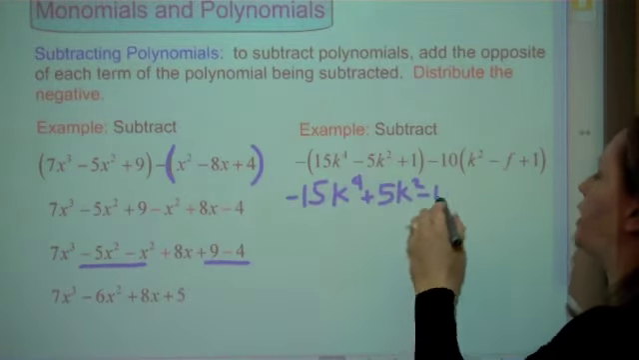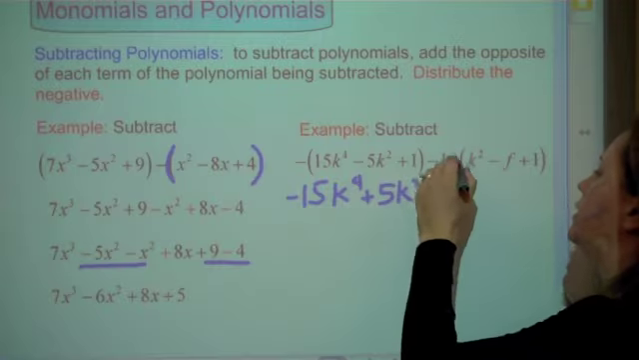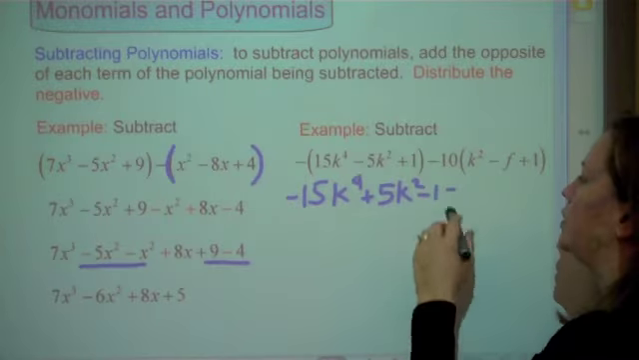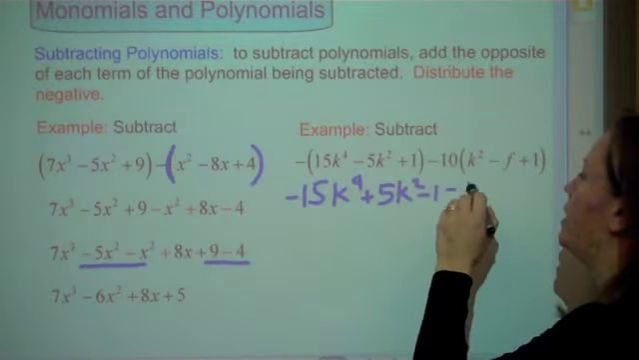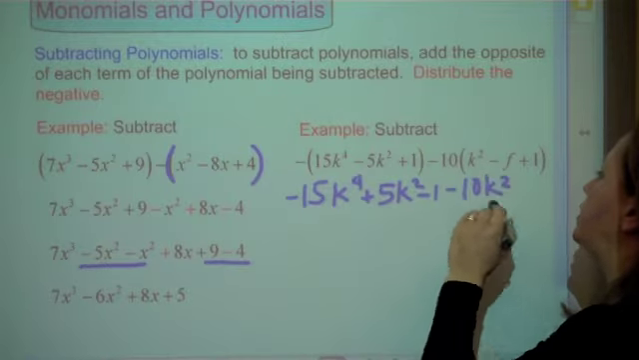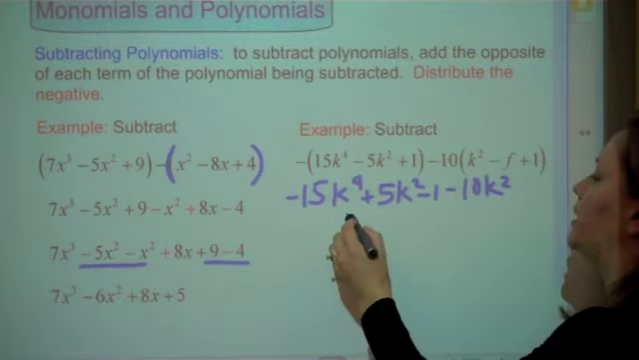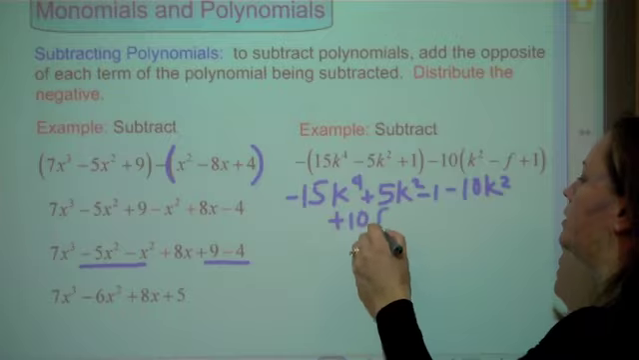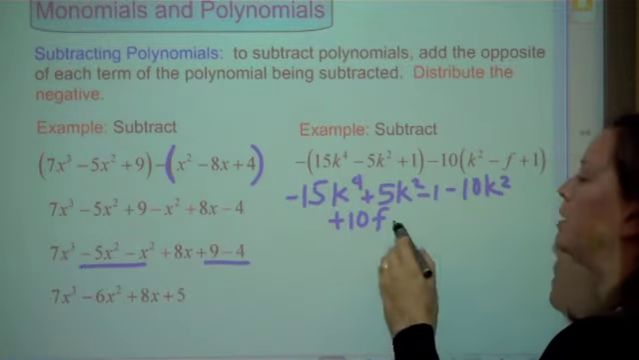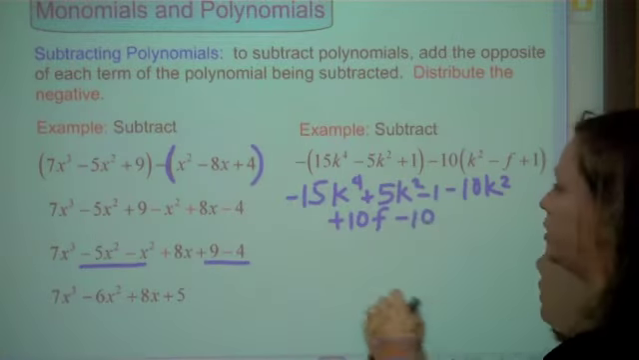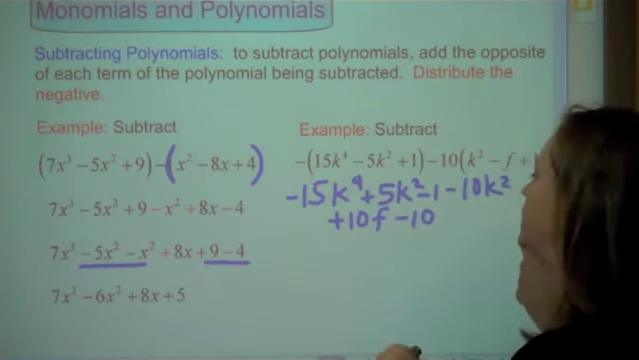And then we're going to subtract from that 10 times the rest of this polynomial. So think about this as negative 10 times k squared, negative 10 times negative f, so that would be plus 10f, and then negative 10 times positive 1, so minus 10. We kind of had to run out of room there, but let's clean this up and see if we have any like terms.